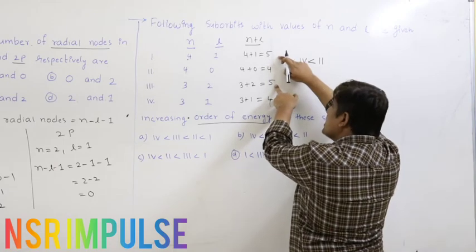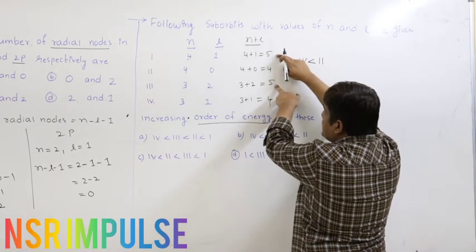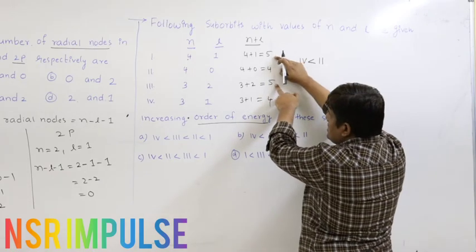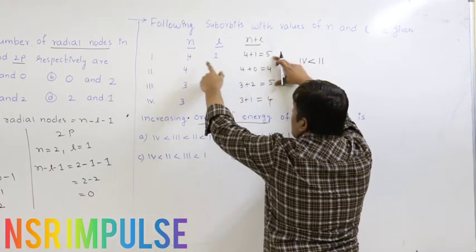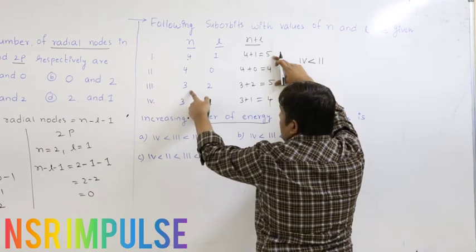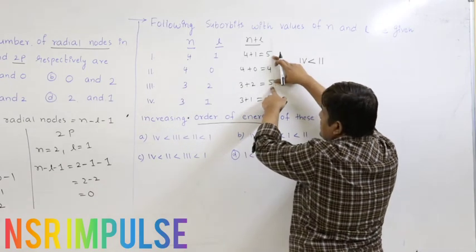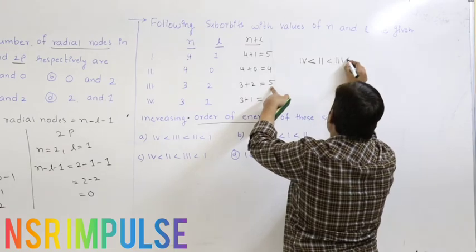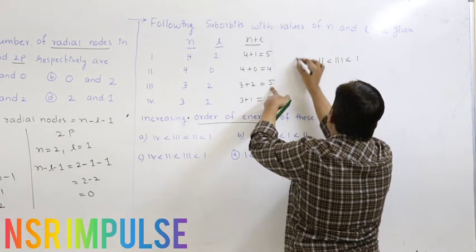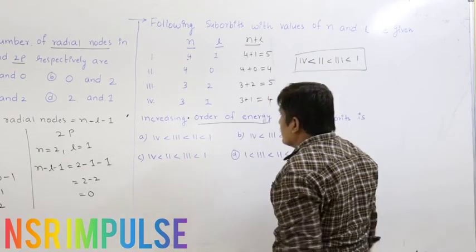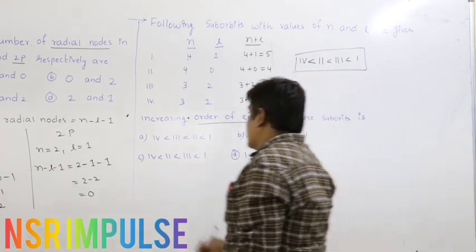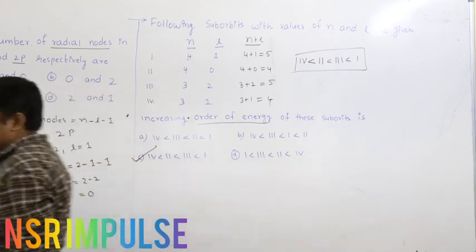Within them, which has lower energy is decided again by the n value, because the n plus L value is the same. So between first and third, n value is 4, n value is 3. That means third has less energy than first. So this should be your answer: 4 less than 2 less than 3 less than 1, and the option is the third option.